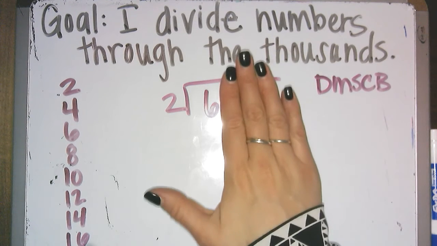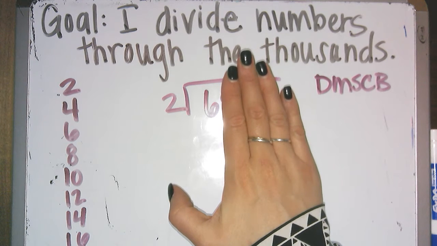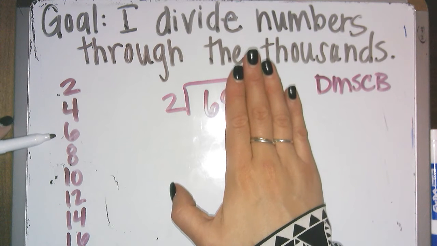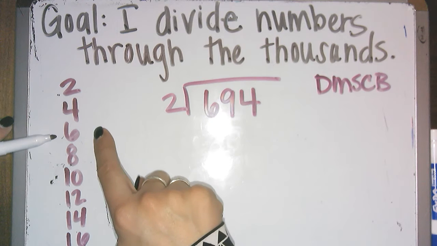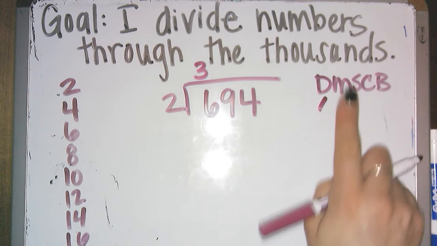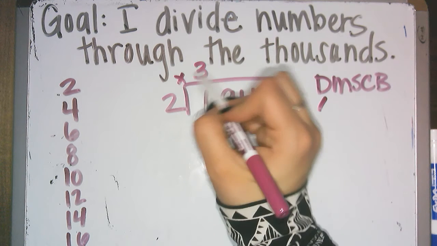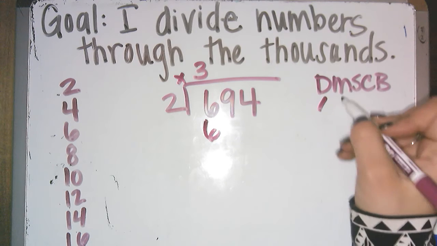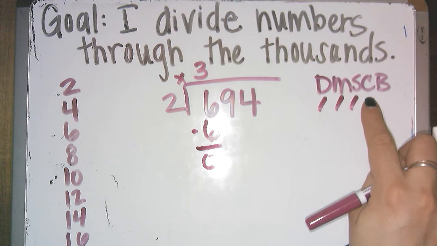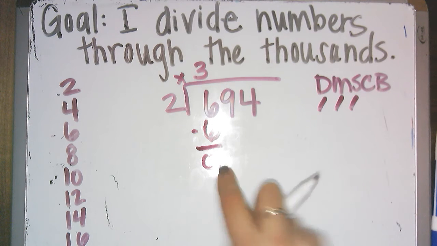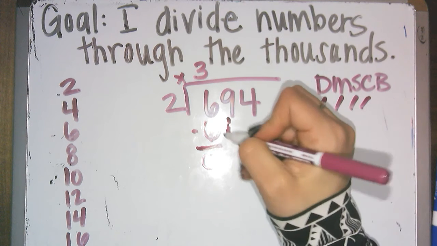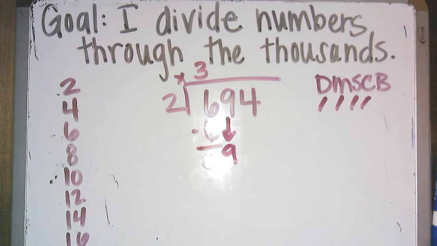So to start, we're still going place by place. We have 6 divided by 2. I need to find my number closest to 6 without going over. Oh, I see it. It's right there. That is 1, 2, 3. So above my 6, I'm going to write a 3. So I have divided. Now I need to multiply. 3 times 2 is 6. S stands for subtract. 6 minus 6 is 0. C stands for check. Is 0 less than 2? Sure is. Move on. Bring down. We bring down our 9.